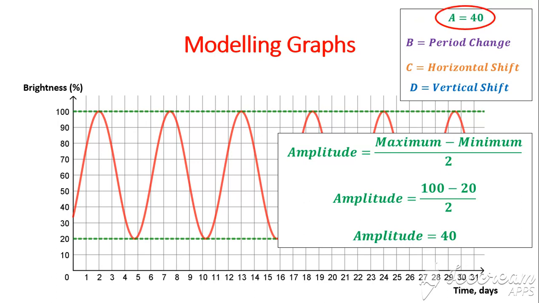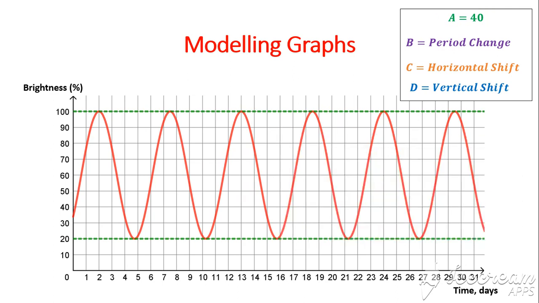So A is 40. When I do this, I like to start straight away with working out the amplitude by using this formula. Right, the second thing I do next is my vertical shift. Now you can see that it's gone up 60 squares, but it's not always easy to work that out when the numbers aren't that simple.